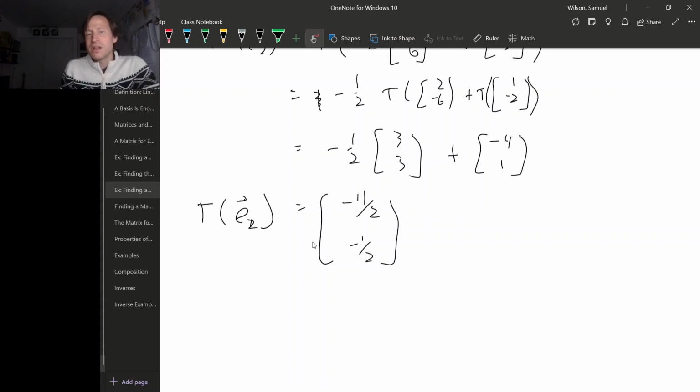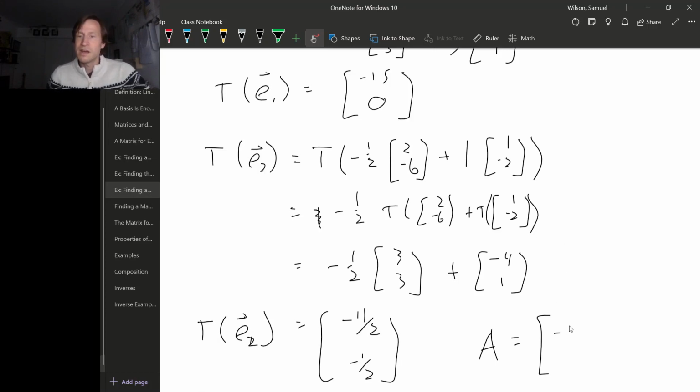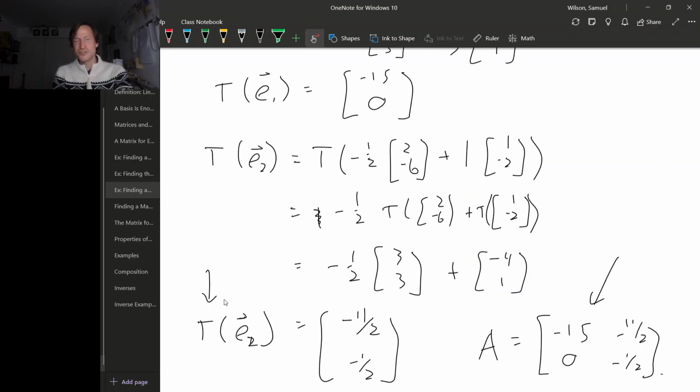So now we have T applied to E1 and T applied to E2. So now we can put those together to form our matrix A. So minus 15, 0, and minus 11 halves, minus a half. Okay, so fair enough, we did it. We were able to find the matrix A that represents the linear transformation T, but this seems not as efficient as it could be.